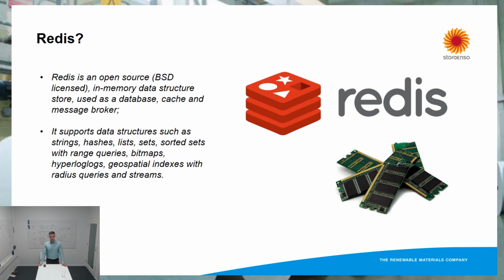Redis is an open source in-memory data structure store. It can be used as a cache, as a database, and as a message broker. In our solution, we use it as a cache, but you can also try to use it as a message broker and broadcast the messages between your clients. We're not talking about this in this lecture. You can try it yourself. It can store strings, hash tables, lists, sets, and it supports different kinds of queries.